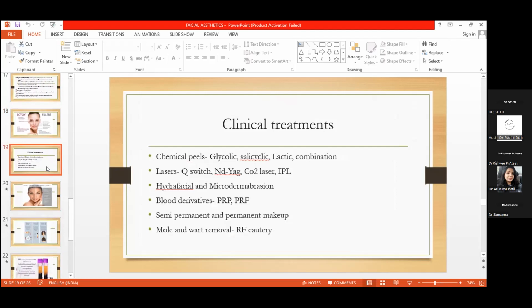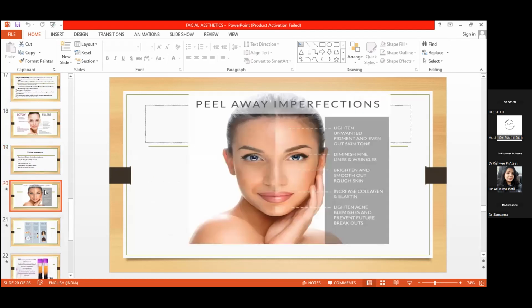Then come the other treatments: chemical peels, glycolic, salicylic, lactic combination. Then comes your lasers, Q-switch, ND-YAG, CO2 lasers, IPL, hydrofacial, microdermabrasion, blood derivatives which are PRP and PRF, semi-permanent and permanent makeup, moles and wart removal, RF cautery, then your double chin treatment. There are a lot of things in facial aesthetics which could be administered and that can be started. So we'll see shortly about all of them.